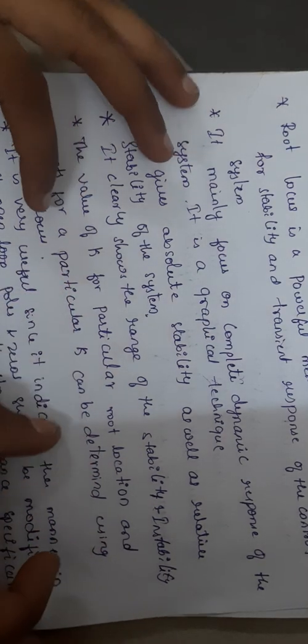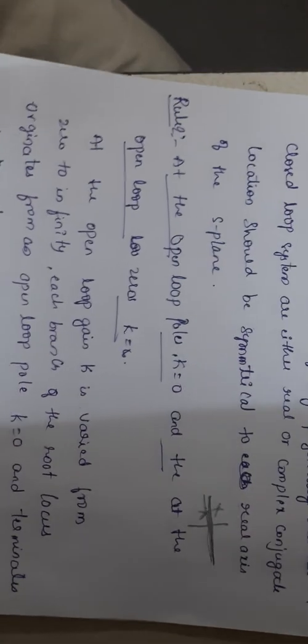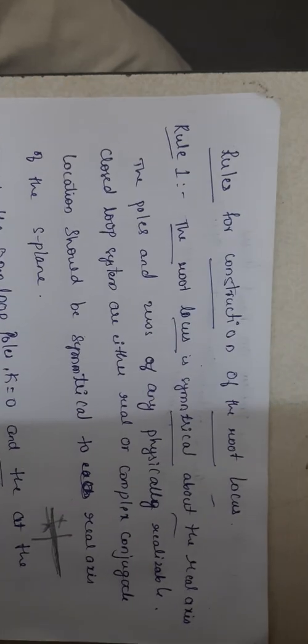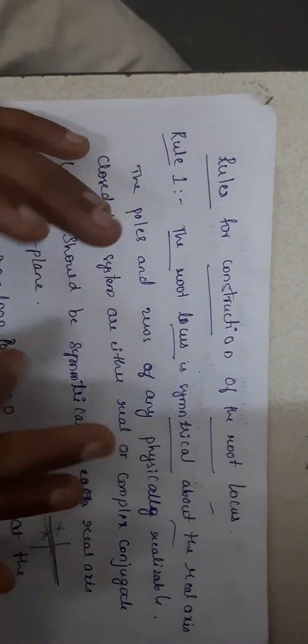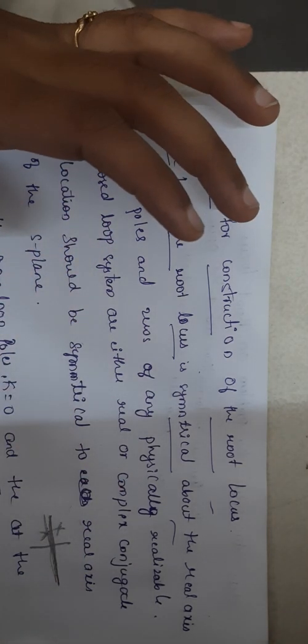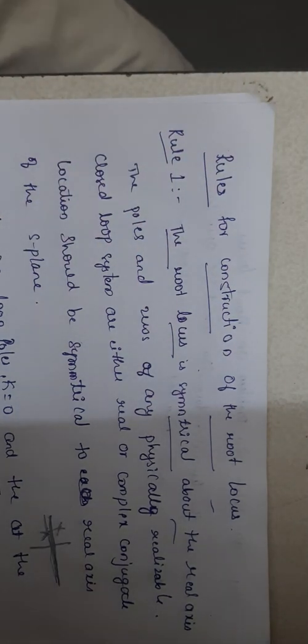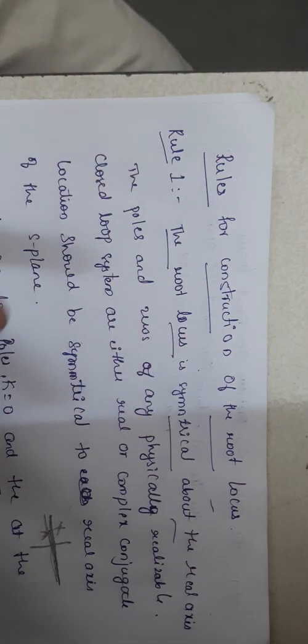Now we will study the rules to draw the root locus. There are 7 to 8 rules. By using these rules, we can draw the root locus. If you understand these rules, then it is very easy to draw the root locus.